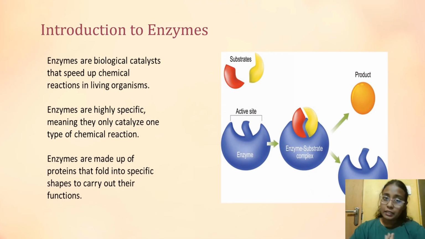Enzymes are biological catalysts that speed up chemical reactions in living organisms. They are highly specific, meaning they only catalyze one type of chemical reaction. Enzymes are made up of proteins that hold specific shapes to carry out their functions. They can only catalyze one type of reaction at a time. Here is a diagram of substrates and the active site of an enzyme, showing how they catalyze the chemical reaction.